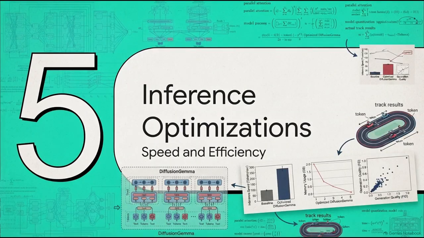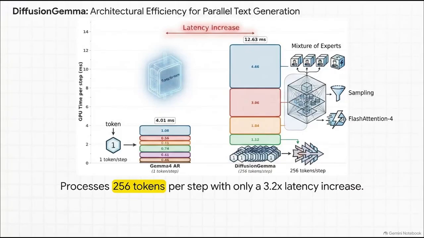Section 5. Inference optimizations and advantages. Let's look at the actual track results. So the crucial point is how fast this actually runs when deployed for low batch size serving. When you break down the GPU time, a single step in DiffusionGemma takes 12.63 milliseconds. Now, yes, that is a 3.2x latency increase per step compared to standard AR. There are definite overheads in the mixture of experts layers, the sampling process, and the flash attention mechanisms.